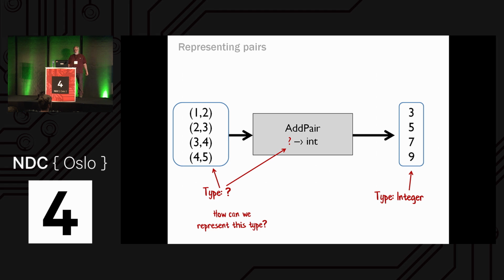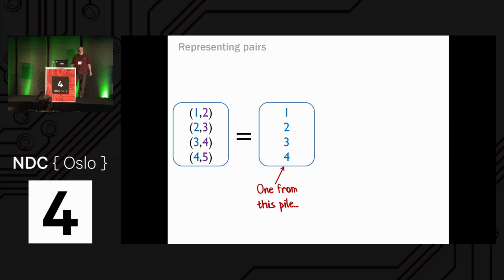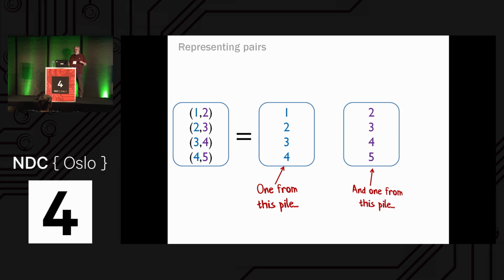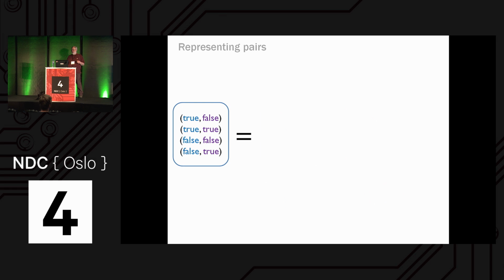Right, so let's have a look at this. If you think about it, a pair means that you take one from the first pile and one from the second pile. So if there are 4 things in the first pile and there are 4 things in the second pile, how many possible pairs are there altogether? 16, yes. 4 times 4. There's 16 possible combinations. So this is where the multiplication comes in.